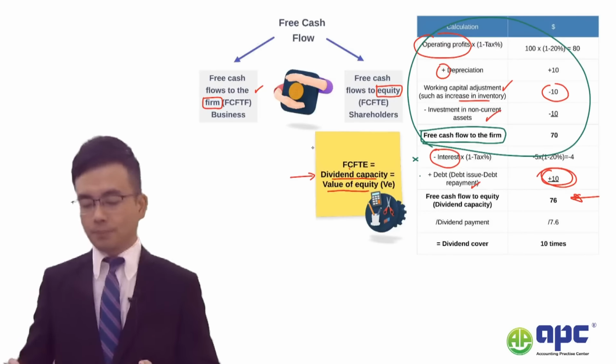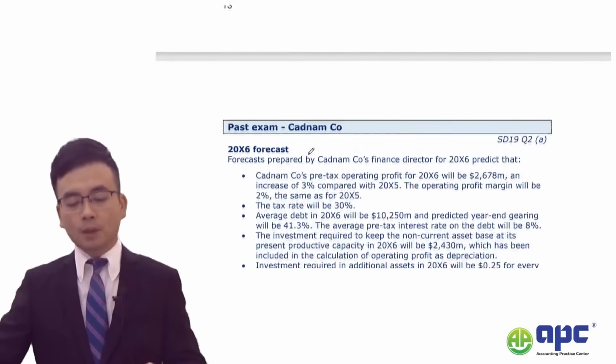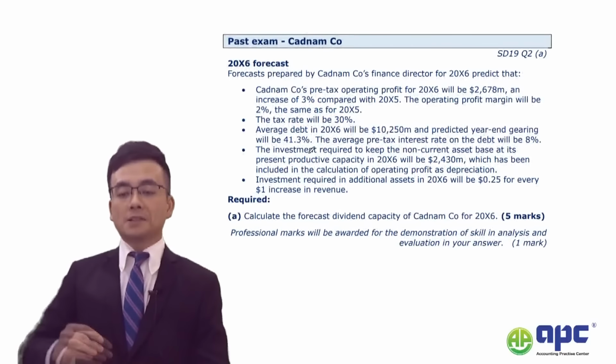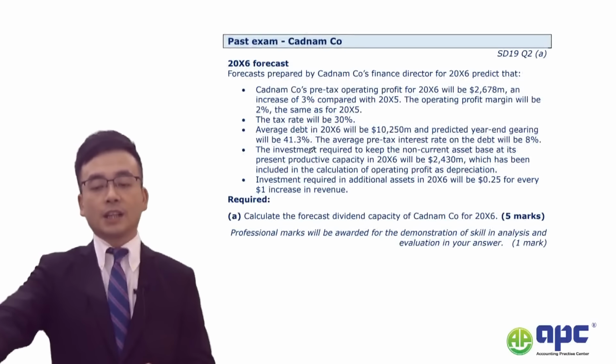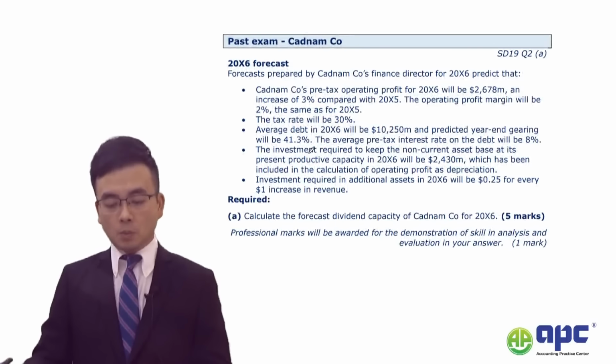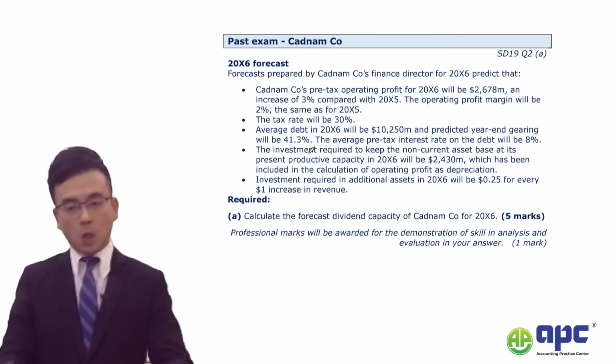If you're required to calculate the dividend cover, which means the ability that you can pay dividend, you also need to divide into the dividend payment from the free cash flows to equity. So in this case, 10 times ability so they can pay dividend using your free cash flows, and that's a strong business. Now it's more important to focus on a few past exam questions together, so we know what is going on.